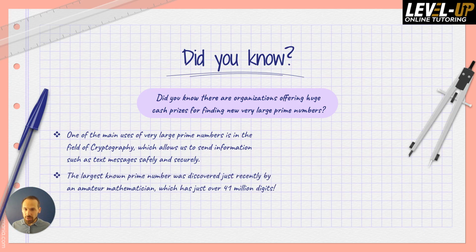The largest known prime number was actually found very, very recently, in just November 2024, by an amateur mathematician. It has over 41 million digits, a really big number, and it can be represented like this. This is what's known as a Mersenne number, a number that's one less than a power of two. You see, this is 2 to the power 136 million, so a really, really big number.